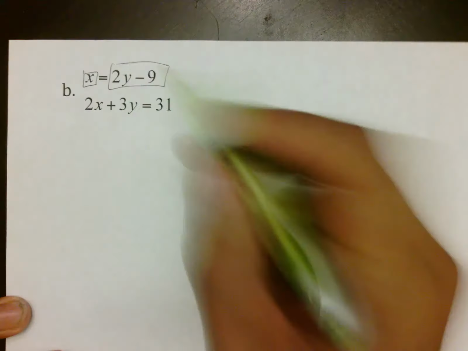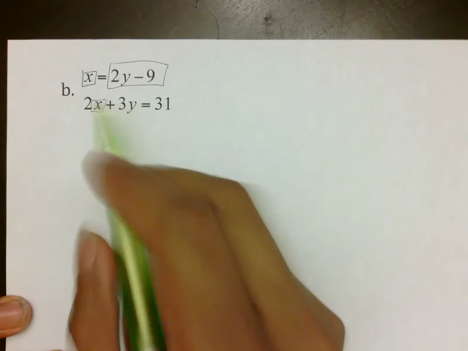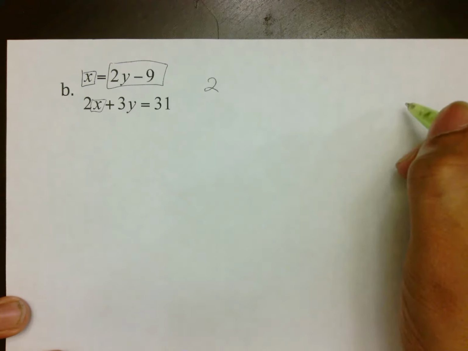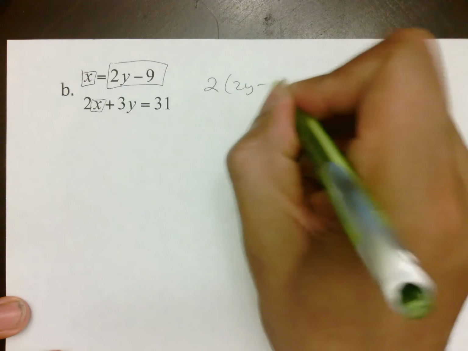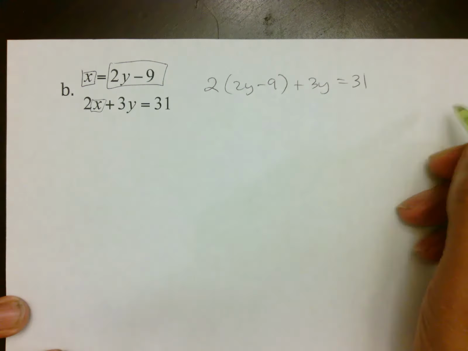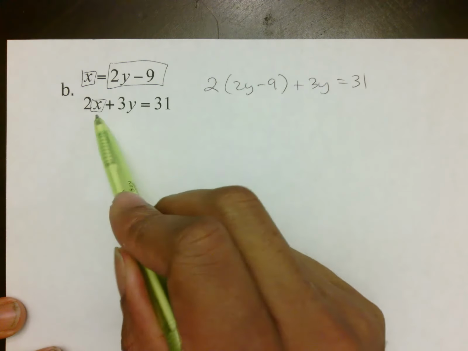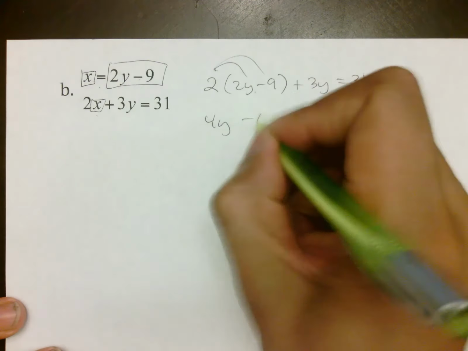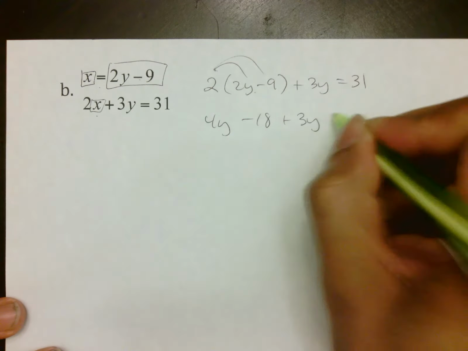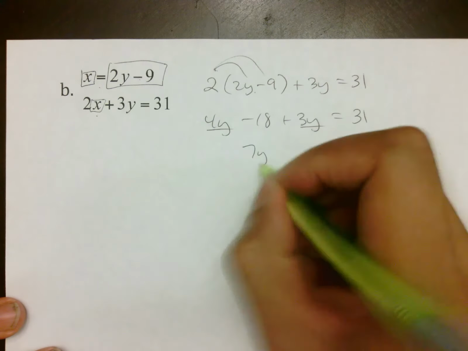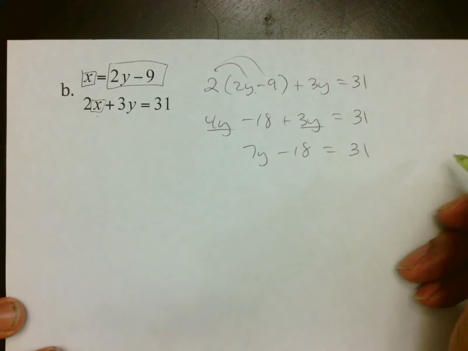Looking at B, that is the variable that's by itself. This is what it's equal to, and that is the variable we're substituting for. And so we write everything in front of that box, which is just 2. We swap out x using parentheses, which turns to 2y minus 9. Everything behind the box is plus 3y equals 31. Again, all we did was swap x for 2y minus 9. We then distribute that 2, getting 4y minus 18 plus 3y equals 31. We then put our like terms together, getting 7y minus 18 equals 31.